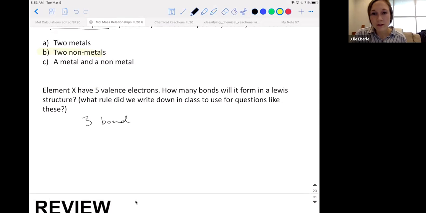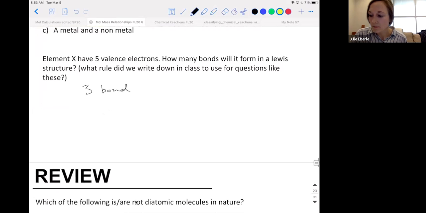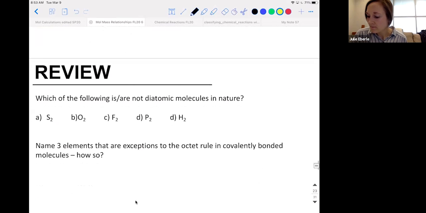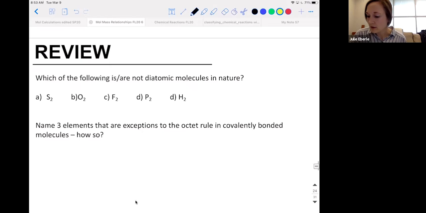There was a little rule that said the number of electrons it needs to get an octet equals the number of bonds it forms in a compound. The number of electrons it needs to get an octet equals the number of bonds it forms in a compound. Okay. I know I'm moving probably a little fast through this.